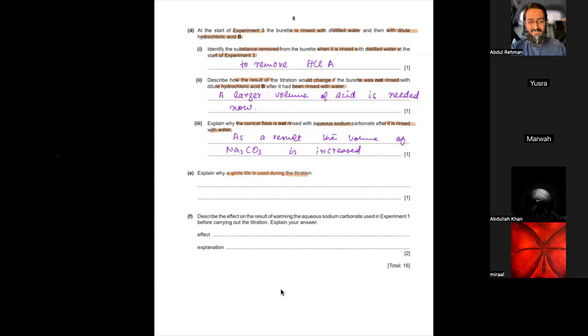Explain why a white tile is used during the titration. To see the color change more clearly. Very good, to see the color change clearly. So the color change would be more visible. Is this clear?